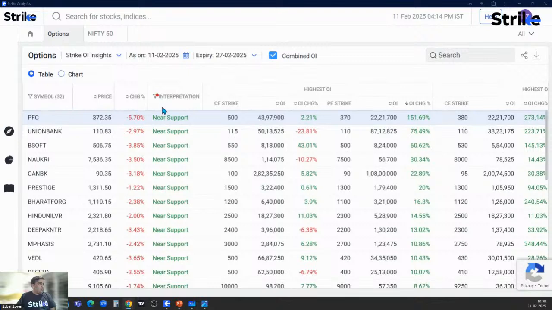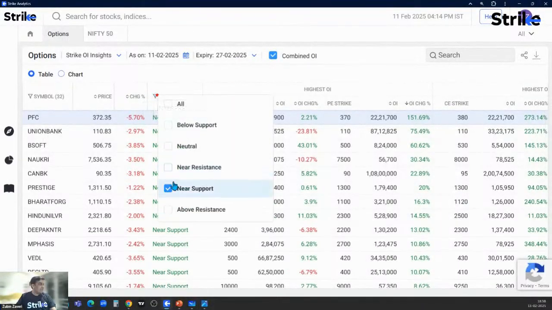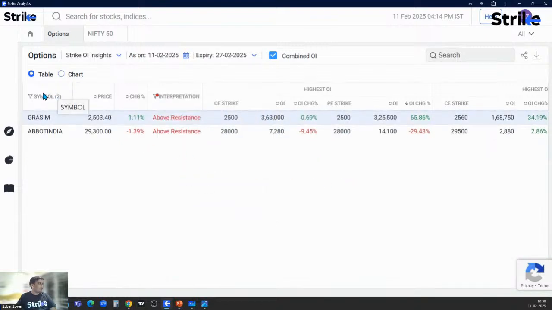Now, my friends, what if the prices break above the resistance level? What did I say? Above resistance. How will we find stocks that are above resistance? For that, we will say above resistance over here. So out of all the F&O stocks, Grasim and Abbott India today have gone above resistance.